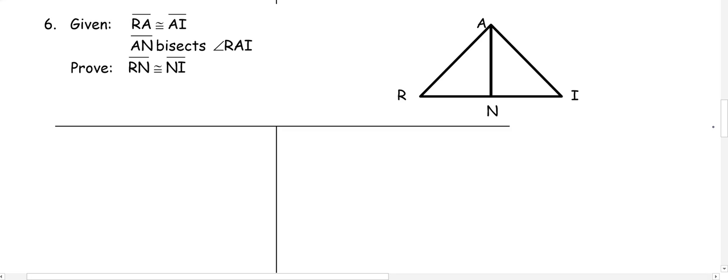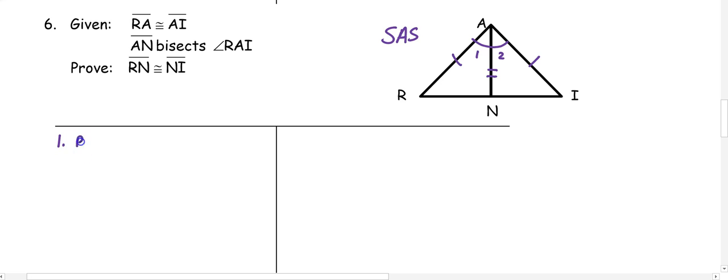Number 6, given that RA is congruent to IA, AN bisects angle RAI. So when an angle is bisected, it's bisected into two congruent parts. It doesn't deal with the opposite side, it just deals with the angle. And then we also have reflexive properties. So again, this is a side angle side proof.